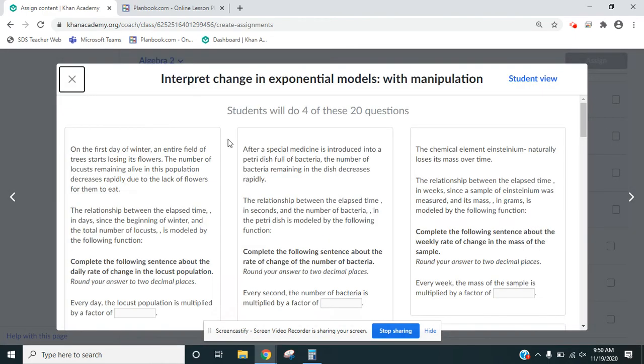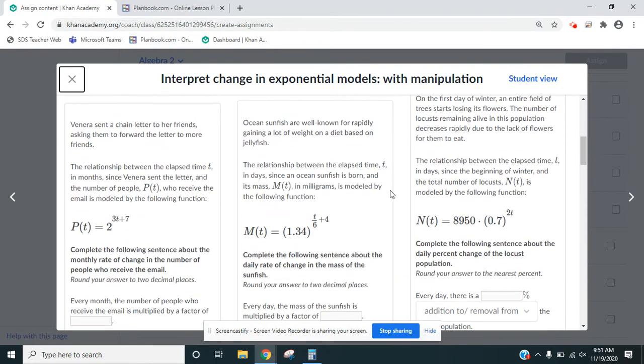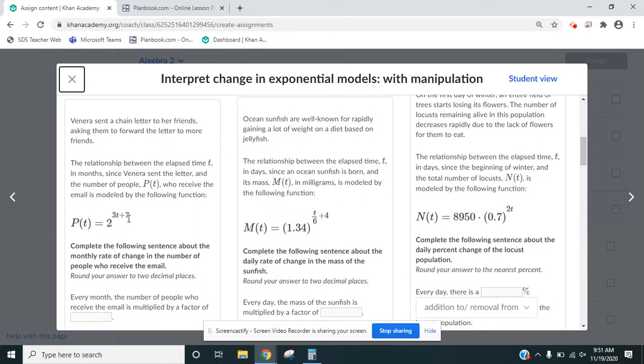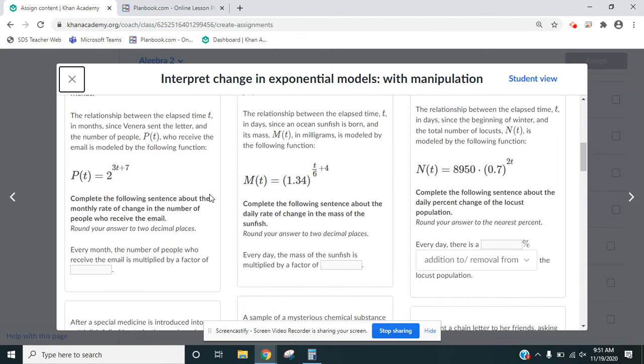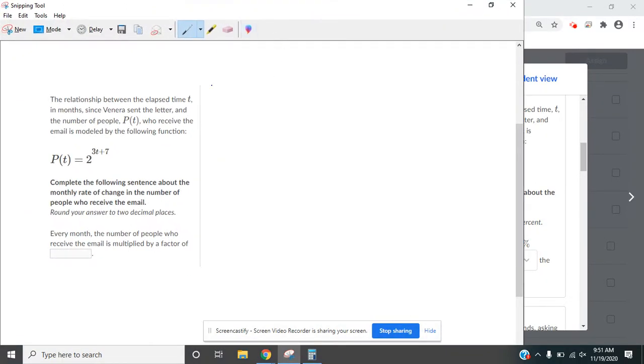Yeah, gotcha. Doesn't look like it has a starting thing. This one? Right there, gotcha. Let's do that one right now. All right.